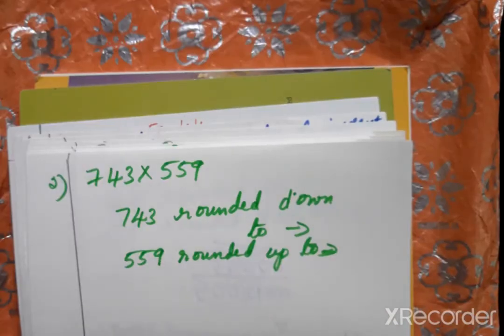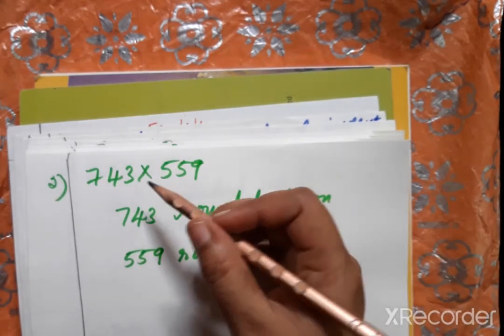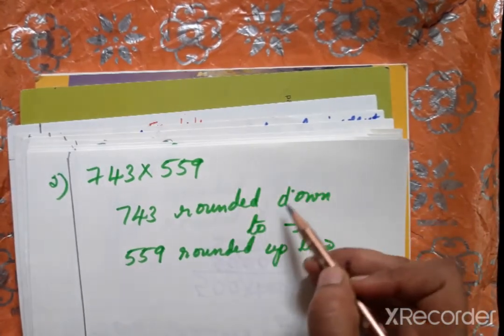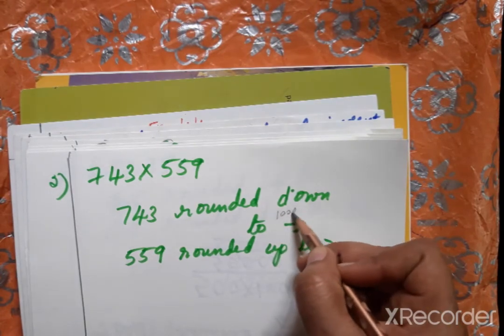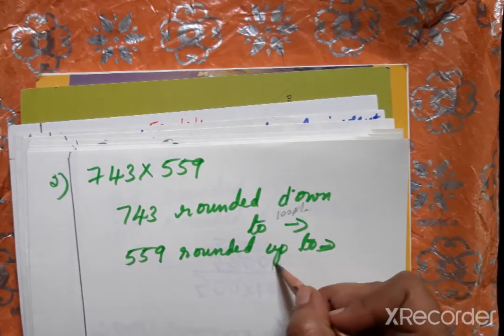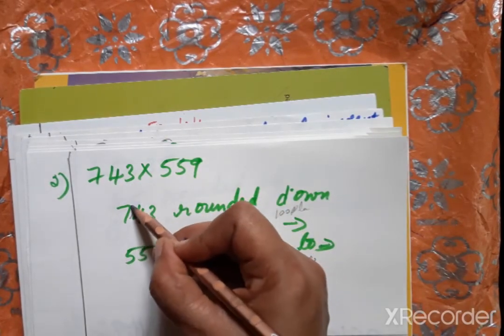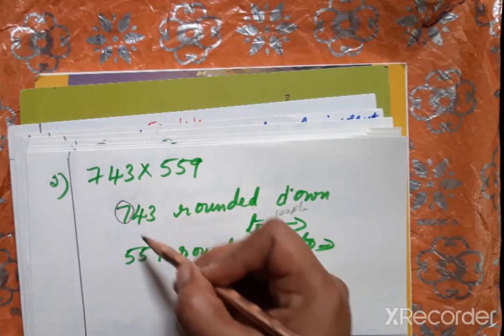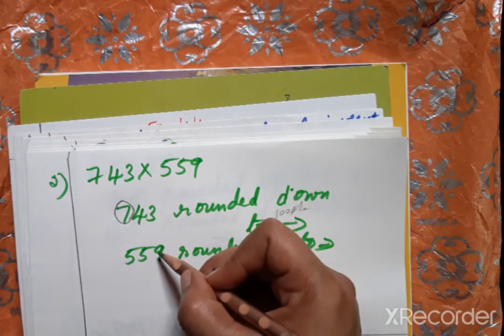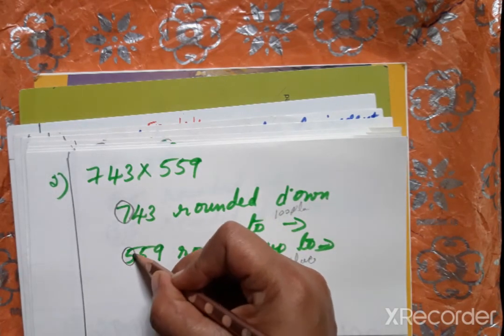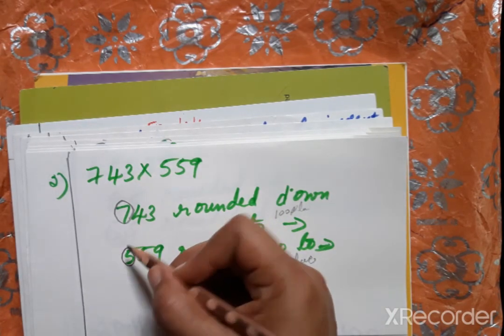Now second question, 743 into 559. We have to round off to the 100 place. Which place value are we rounding? 100 place means ones, tens, hundreds, 7 is in the 100 place. This is the first step, encircling the place value. Ones, tens, hundreds, 5 is in the 100 place. We are rounding to the 100 place now.